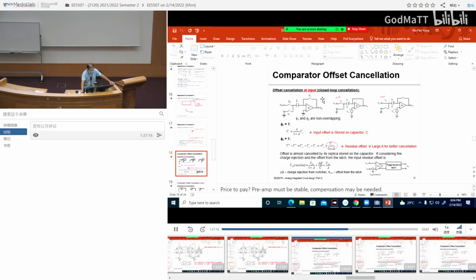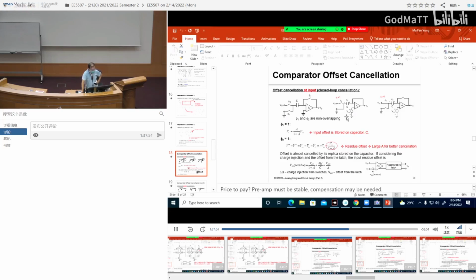First, we talk about cancellation at the input side. Okay, so for example, we look at this comparator. Okay, let's say we use the op-amp as a comparator. Then what happens? Okay, so this is the op-amp. We use it as a comparator. One side we connect to ground. All right. Input is here.